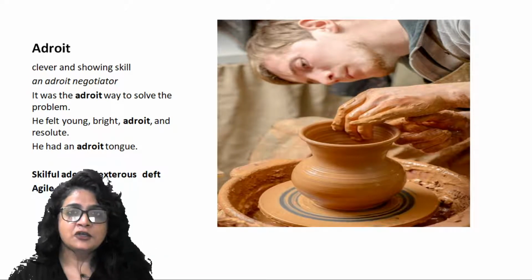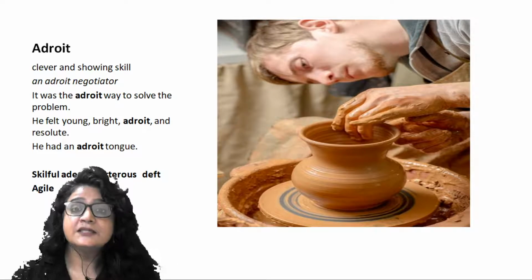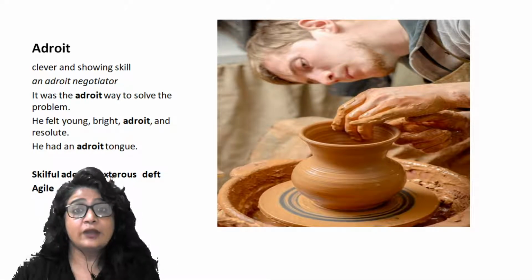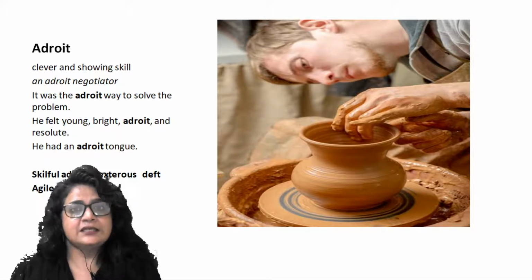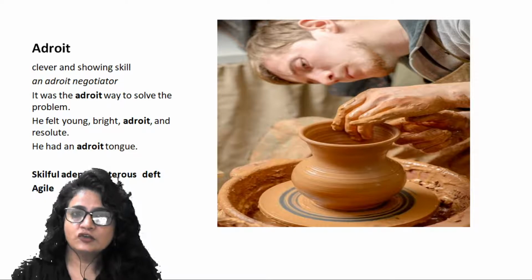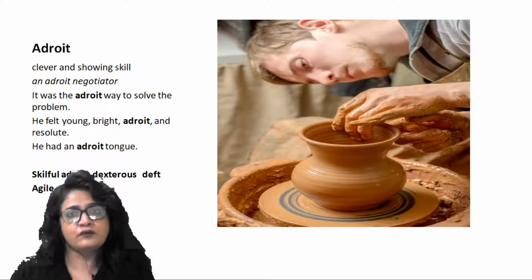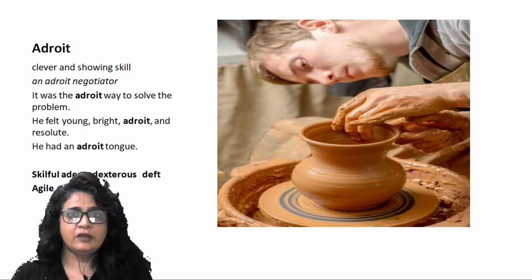He had an adroit tongue. That means he speaks cleverly, he speaks skillfully, right? He's very good at speaking, delivering, or stating certain things. So, adroit tongue. So, see, I have taken sentences to give you the shade of difference of the word. The word can be used for things, the word can be used for people as well.